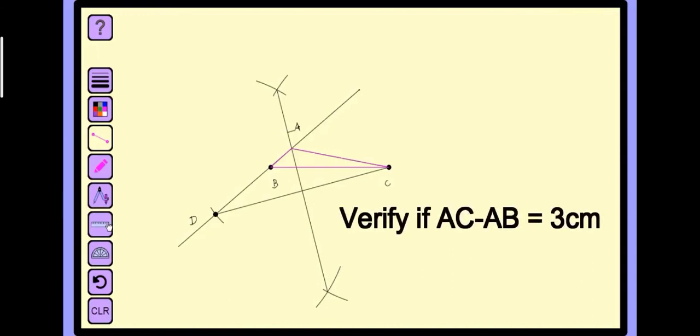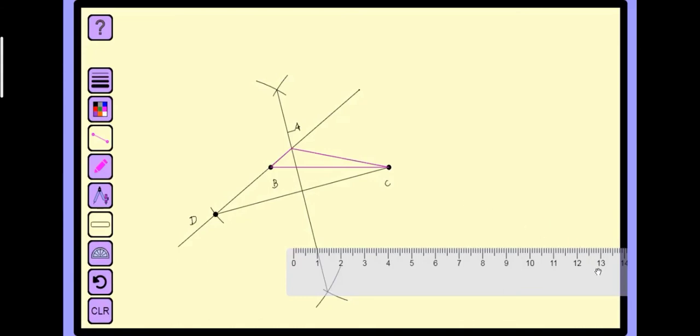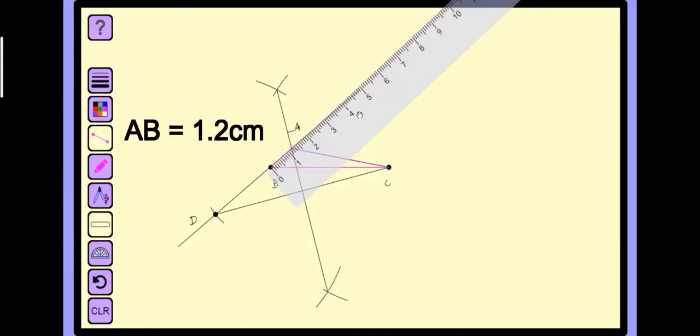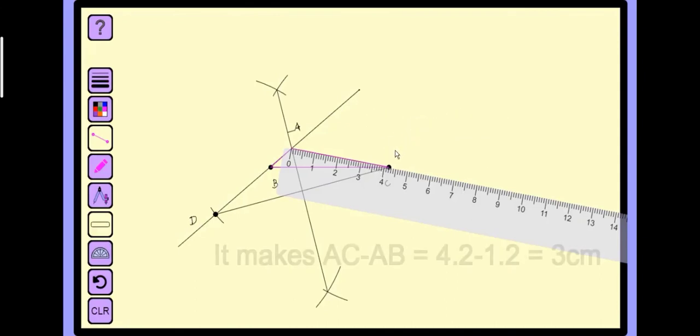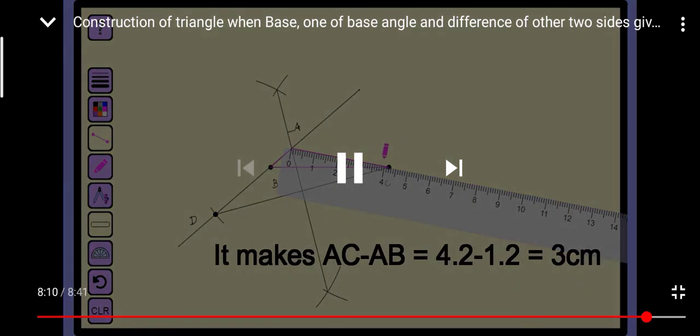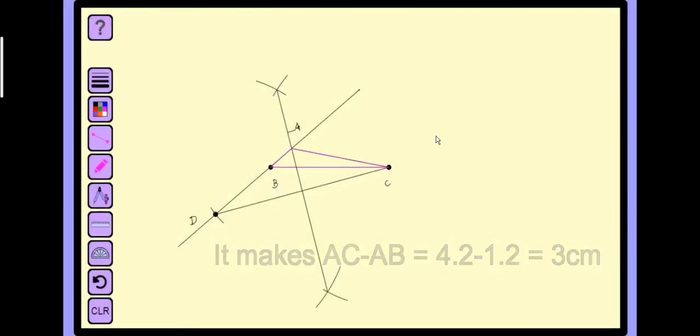By using the scale you can verify that AC minus AB is equal to 3 centimeter. First condition: AB minus AC. Second condition: AC minus AB. It is 1.2 and here 4.2. So 4.2 minus 1.2, how much? 3 centimeter. So, do all of you understand?